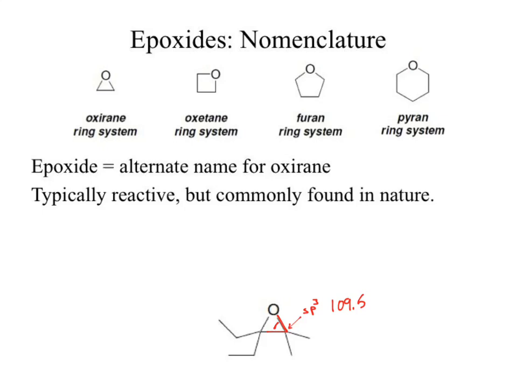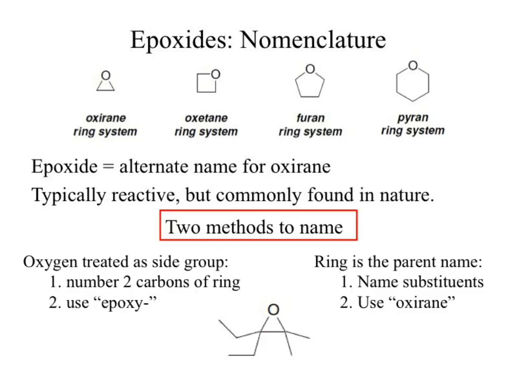Not a particularly happy system. So there's a lot of strain in that. One of those bonds is much more prone to break open. So that's one of the things that we'll take advantage of when we're looking at epoxide reactivity. Okay. There's two methods to name, just like we've got with our ethers. We can treat the oxygen as a side group, okay, or as an extra little piece to it, a substituent, or we can name the ring as the parent.